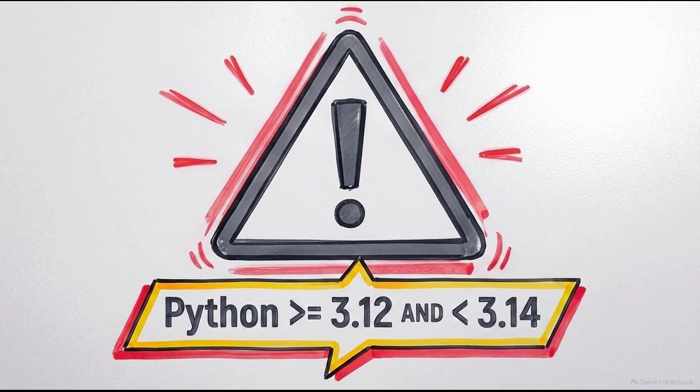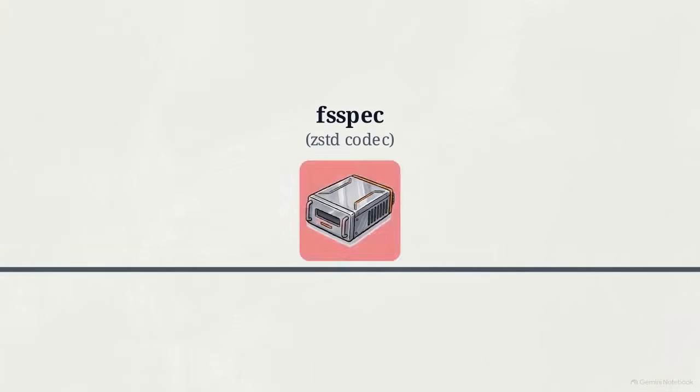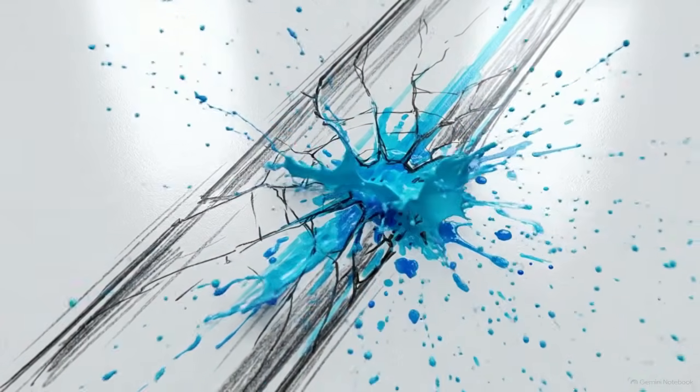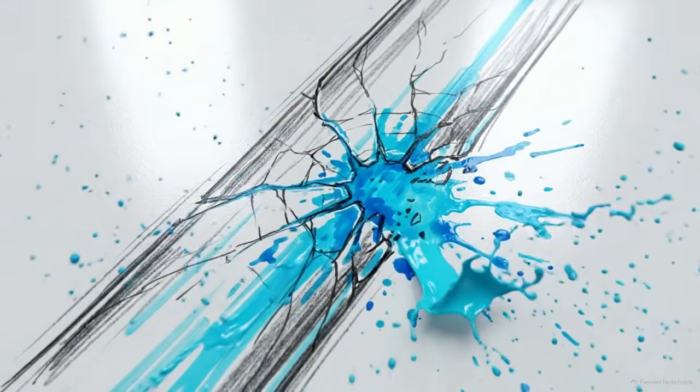Be aware that Python 3.14 or higher will cause the system to fail. The underlying file system library has a known bug with its compression codec on newer versions. If you ignore these environment boundaries, the framework's internal storage pipelines will break before the training process even begins.